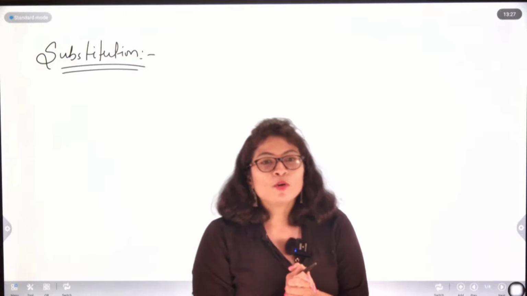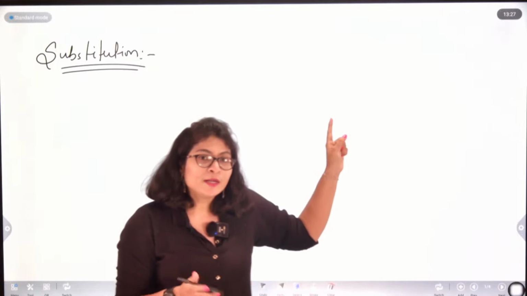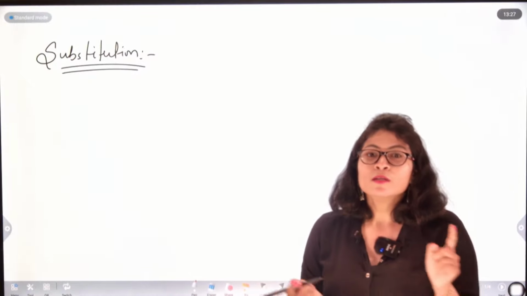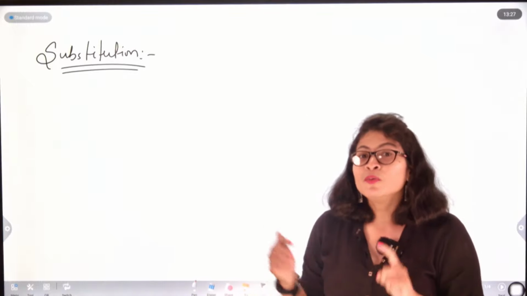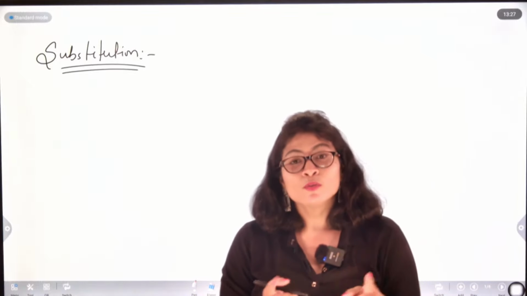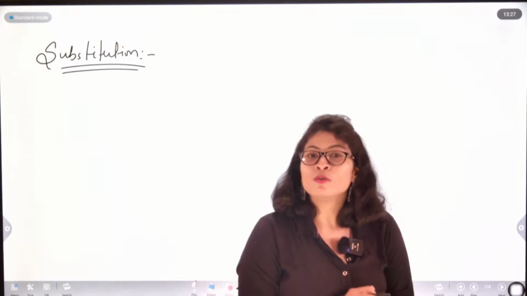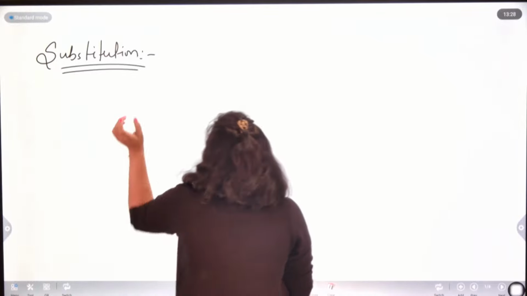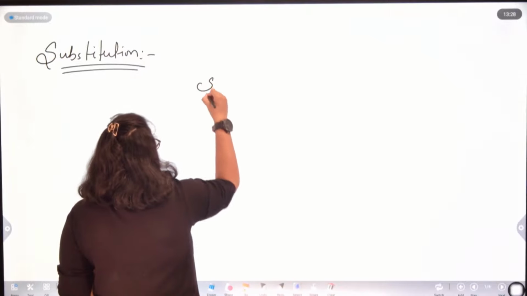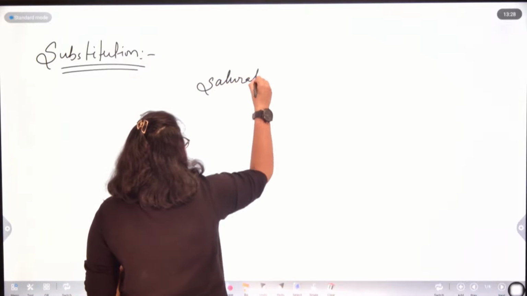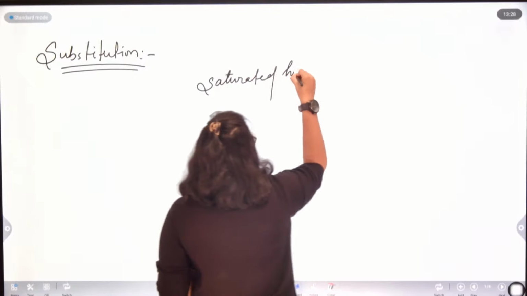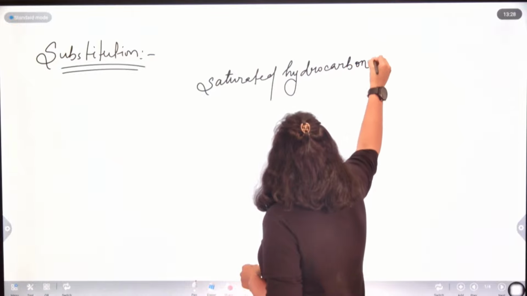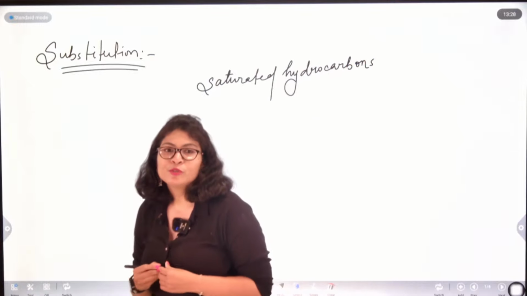In addition, we have seen that addition reactions are shown only by unsaturated hydrocarbons, right? But in case of substitution reaction, we have to look at those compounds that are already full. So what compounds are already full? Saturated hydrocarbons. So substitution reaction is shown only by saturated hydrocarbons. Saturated hydrocarbons only undergo substitution reaction.